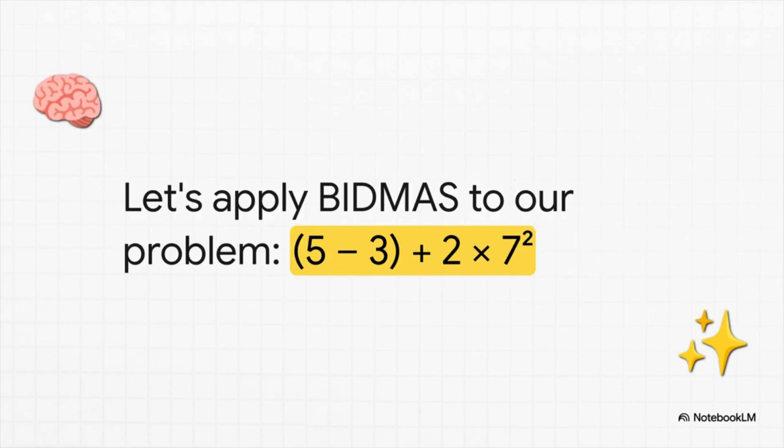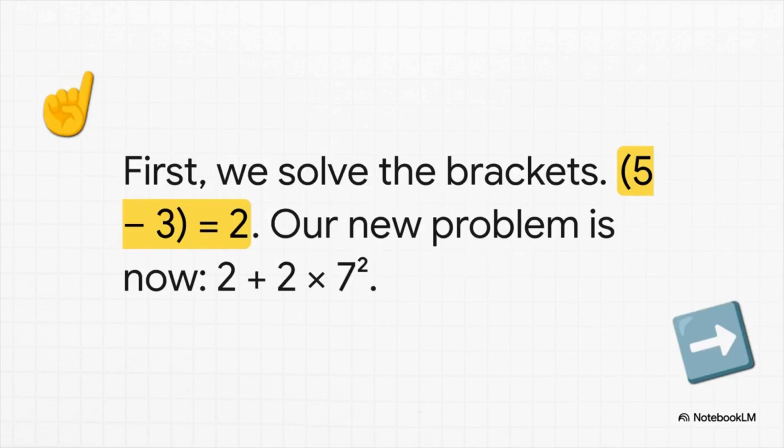Okay, time to actually use it. Let's go back to that problem from the start. We've got 5 minus 3 plus 2 times 7 squared. So, following BIDMAS, what comes first? Yup, B for brackets. So we do the bit inside the brackets first. 5 minus 3 is 2. Simple. Now our problem already looks a lot friendlier. 2 plus 2 times 7 squared.